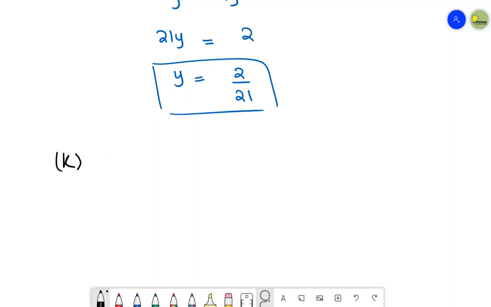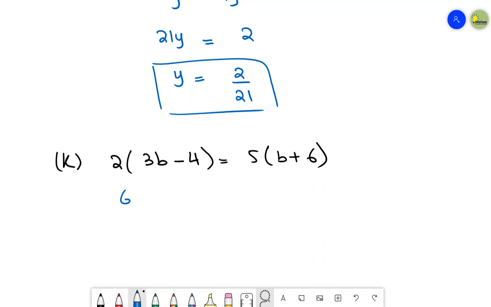In part K, it is given that 2(3b minus 4) equals 5b plus 6. You need to find out the value of the variable b. Open the bracket: 2 3s are 6b minus 2 4s are 8 equals 5b plus 6.